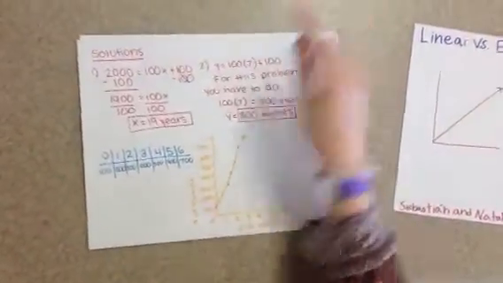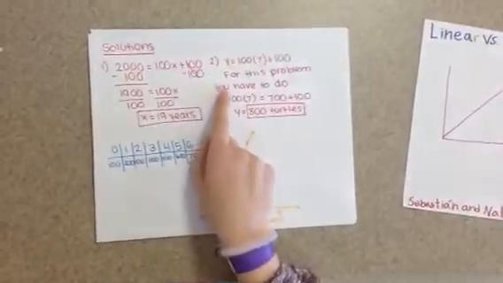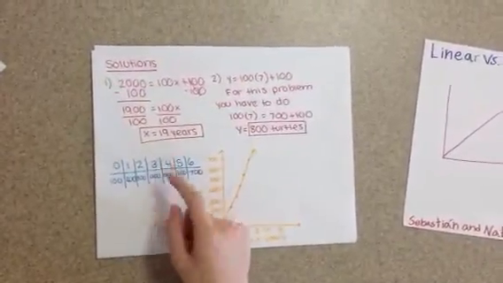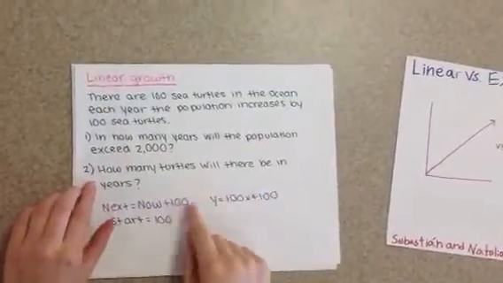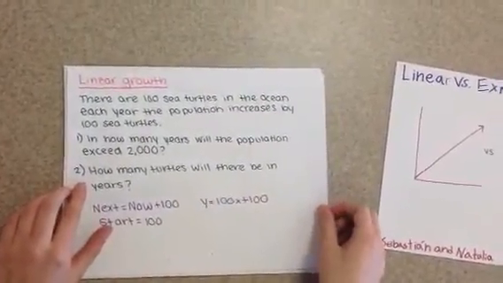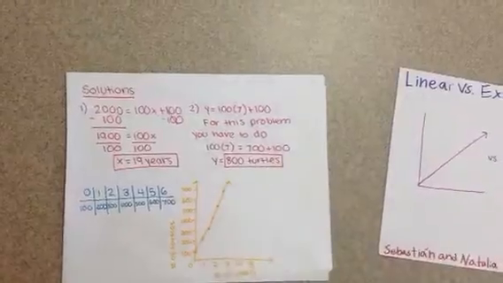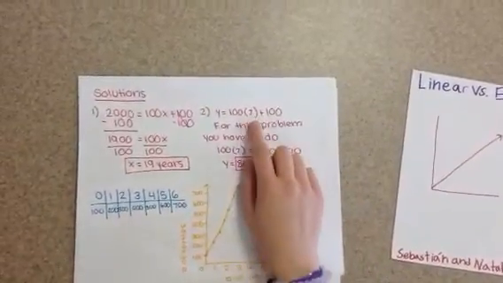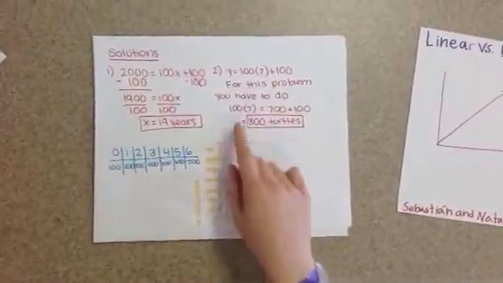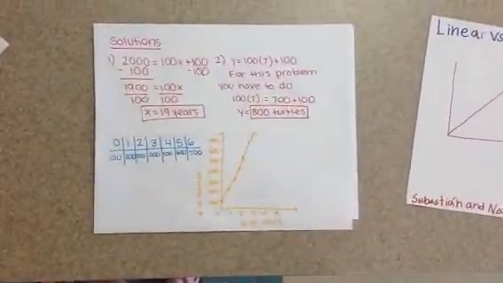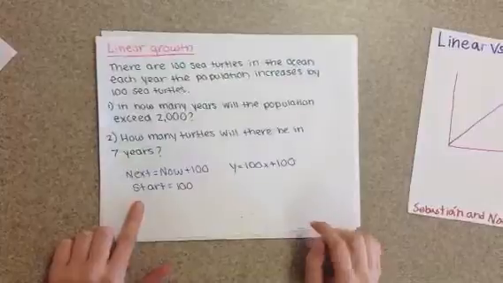So we plugged in 2,000 for y and then solved for x, and we got 19 years. And then for the second question, it was how many turtles would there be in 7 years. And so we plugged in 7 for x, and we got 800 turtles because we did all the math. And here was our next equals now equation.